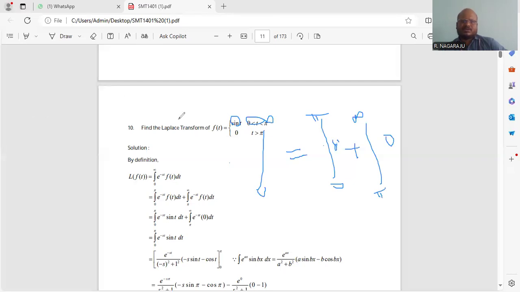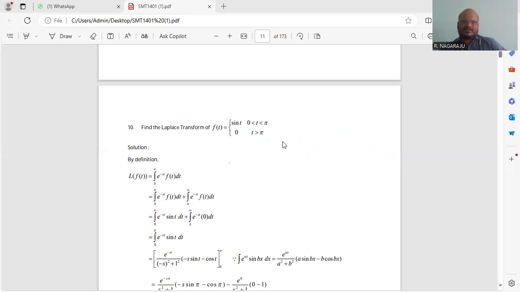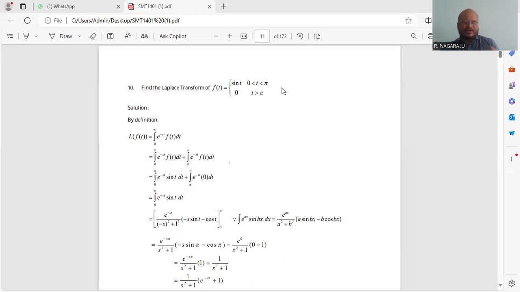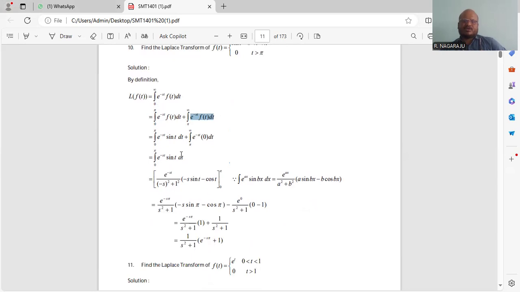Like this, you can apply it. Whenever they give a discontinuous formula, you can use it in the valid interval. So here the valid interval is nothing but 0 to pi only. So integral from 0 to pi of e power minus st into sine t. The value beyond pi will be 0 because the function does not exist for values greater than pi. So here only e power minus st into sine t.